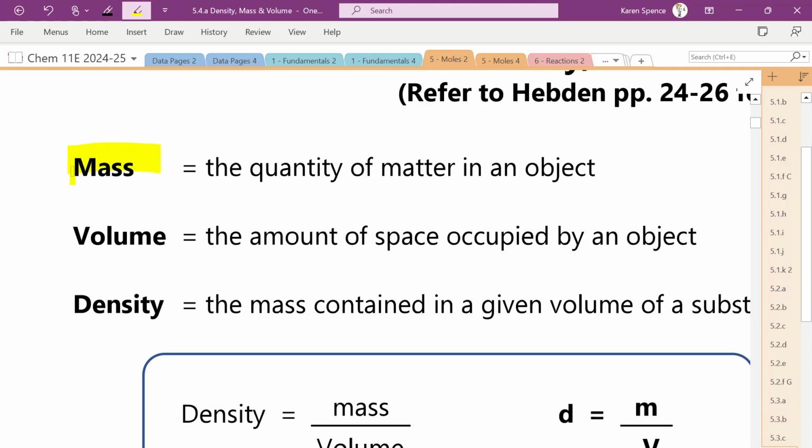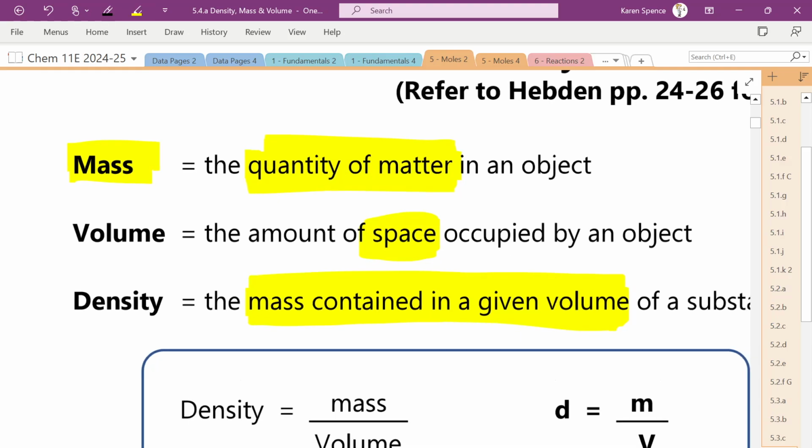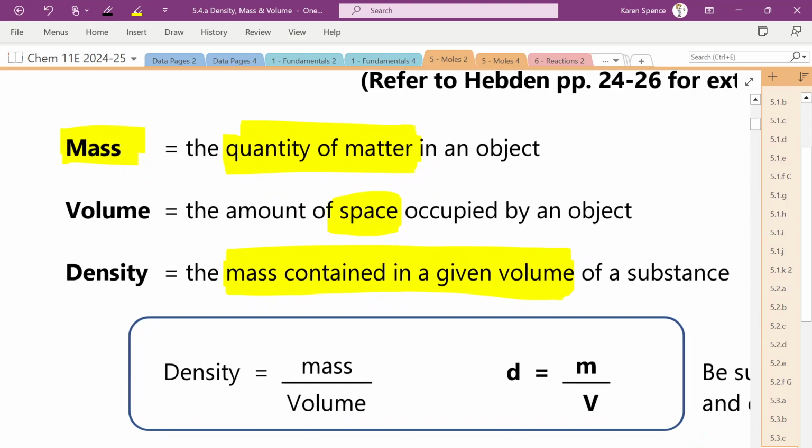Alrighty, mass is the quantity of matter in an object. Volume is the amount of space occupied by an object. And density is the mass contained in a given volume. Okay? So if you want to find density, you have to do a division.